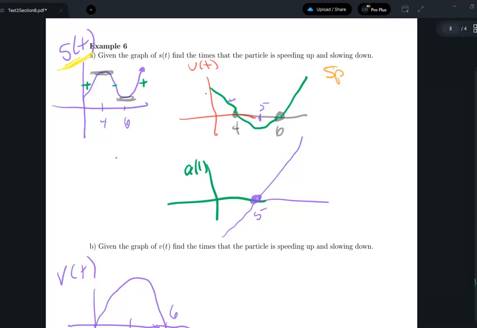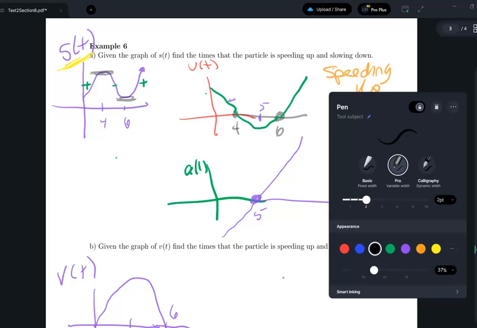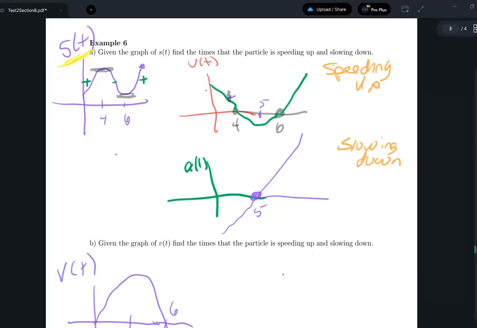So if I'm looking for speeding up or slowing down, I'll just put the categories down, and then we'll just go back and check out the positive negatives. So this here is a positive y value. Oh, before 4, I see this as a negative y value. So between 0 and 4, it's slowing down. Okay, so let's look at the next interval. So between 4 and 5, this is negative. Oh, and between 4 and 5, this is below the x-axis also. So between 4 and 5, it's speeding up.